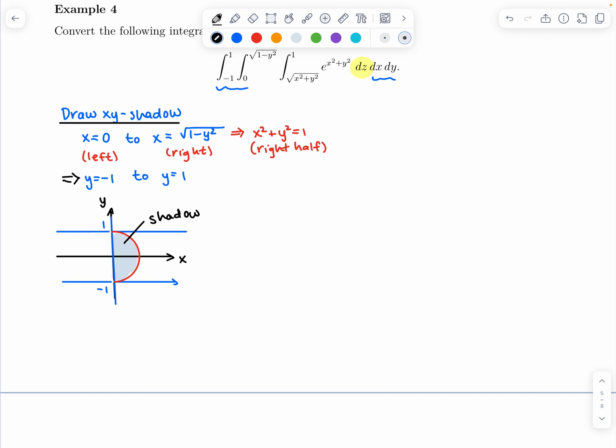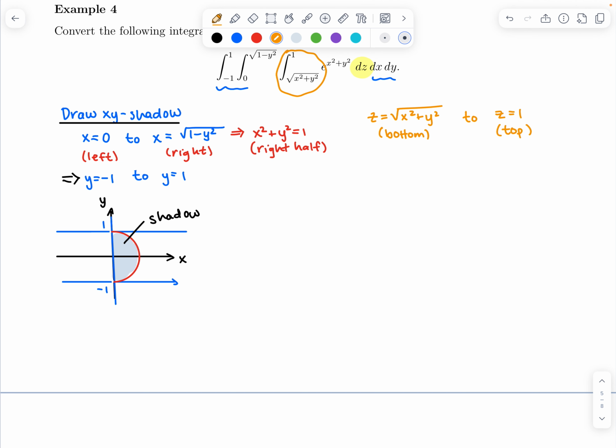Once I have done that, if my order of integration was not z first, I would have to go into my z bounds and use those to draw my bottom surface and my top surface. So according to those bounds, z is equal to the square root of x squared plus y squared, and this is the bottom surface, to my top surface, which is z equals 1.